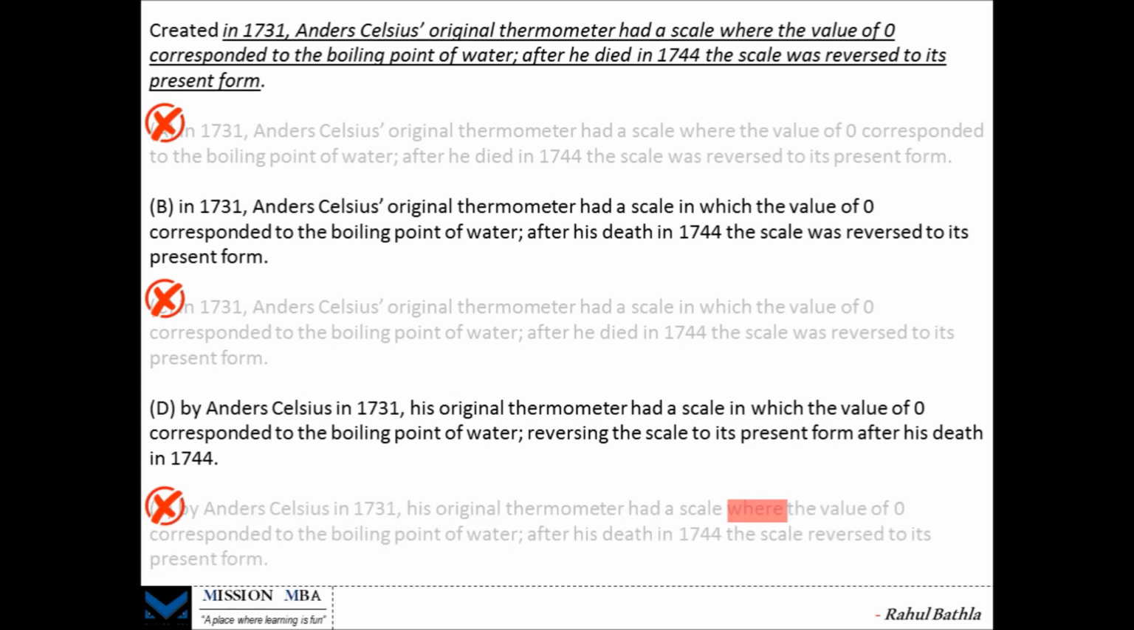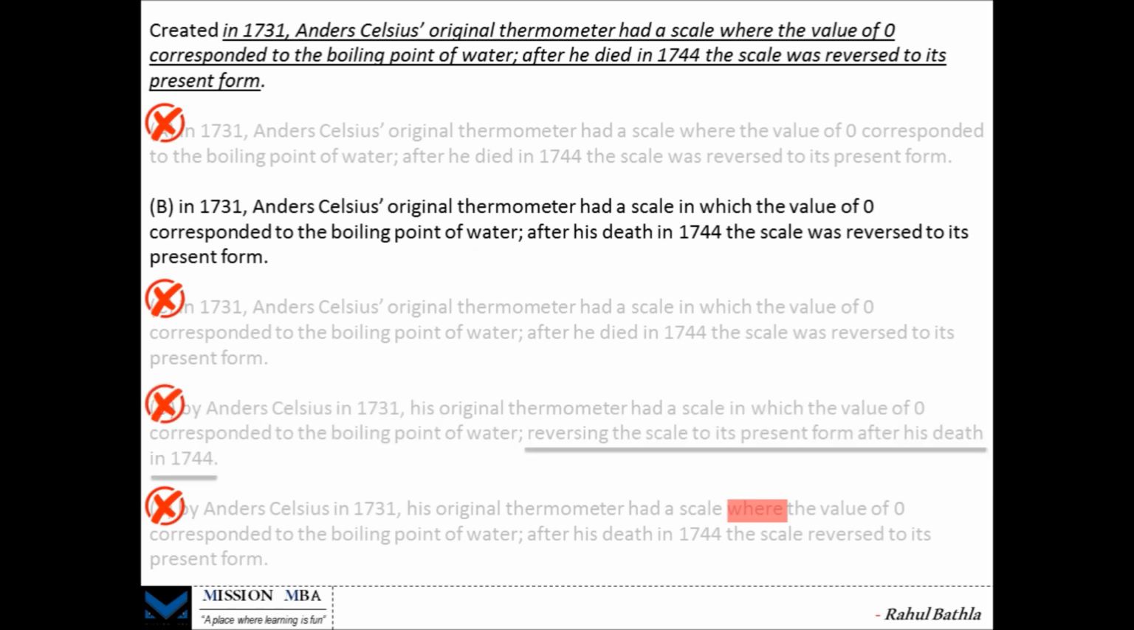Now I'm left with option B and option D. Now I have a semicolon. What is the rule for the semicolon? Both sides of the semicolon must have an independent clause. But in option D, we do not have an independent clause. It's just a verb-ing modifier. It should be separated by a comma, not by a semicolon. So option D is also wrong and the correct answer is option B.